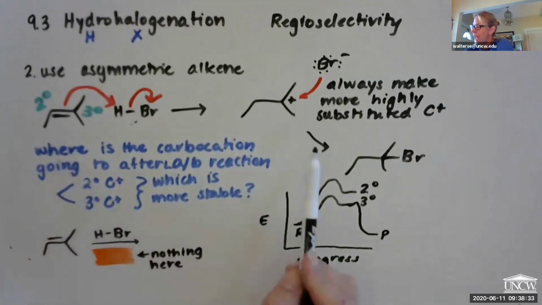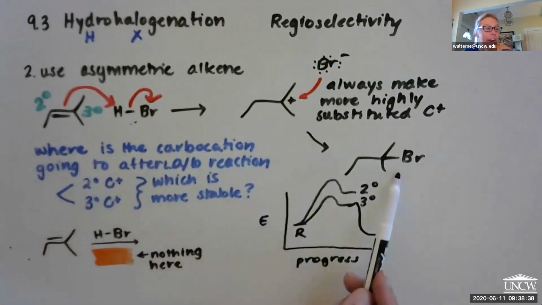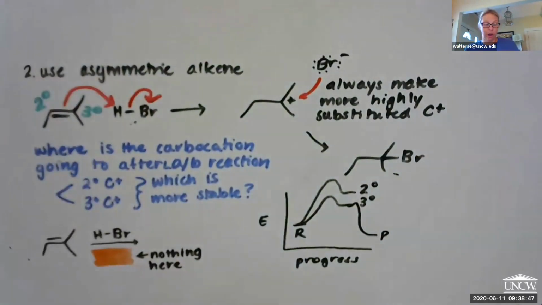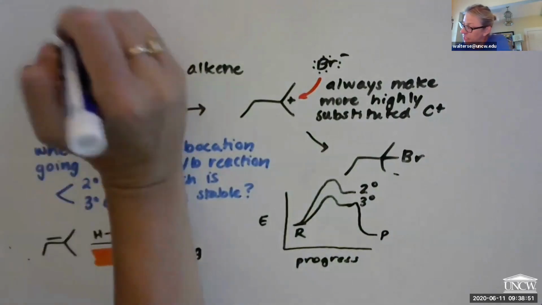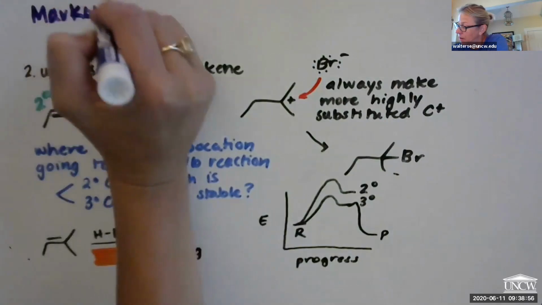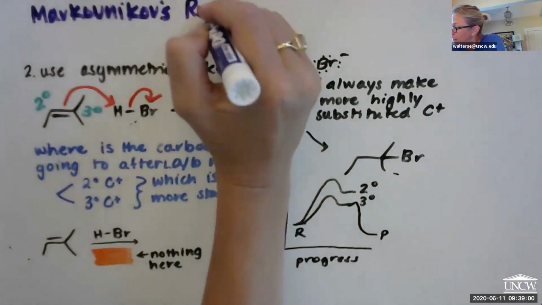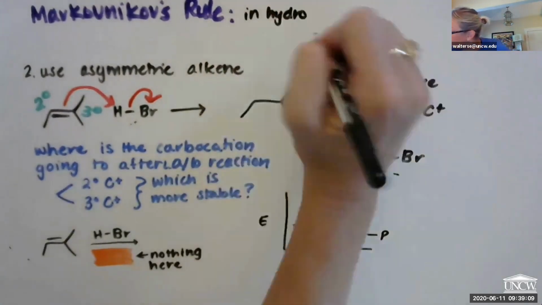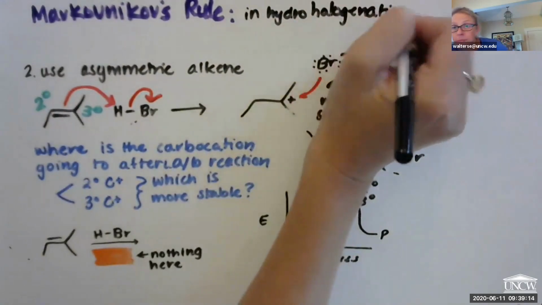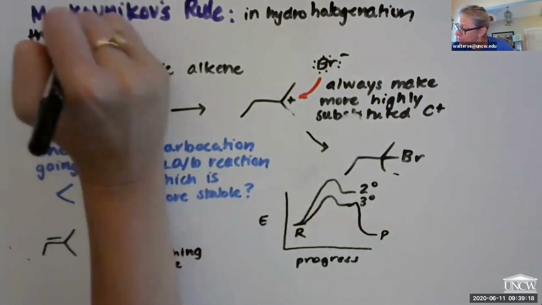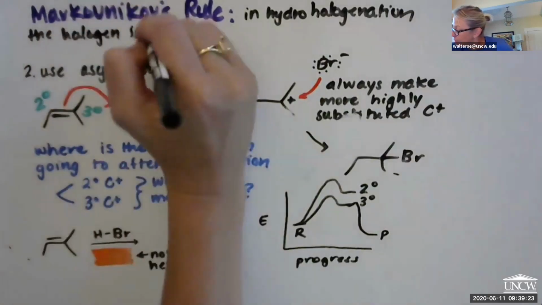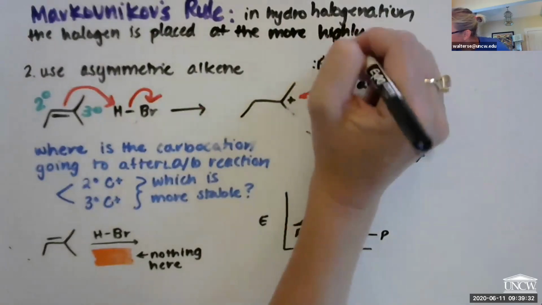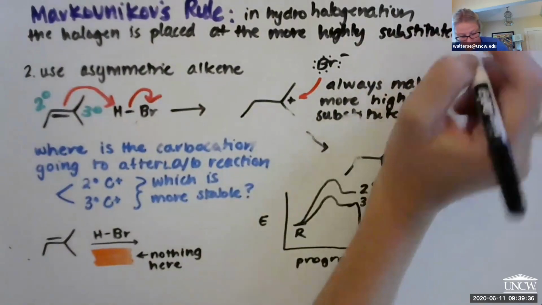That will tell you that this reaction will proceed to make the more highly substituted carbon. Now, when you do these reactions and you make the more highly substituted product, you're following what is called Markovnikov's rule. And Markovnikov's rule is that in the hydrohalogenation, the halogen is placed at the more highly substituted vinylic carbon.